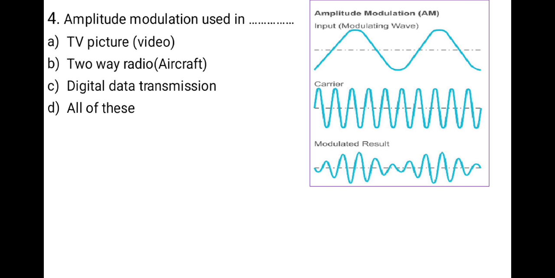The next question is, amplitude modulation is used in: first option TV picture, second two-way radio, third digital data transmission, and last one is all of these. This first graph shows amplitude modulation. First wave is modulating wave, second carrier. When this modulating wave or input is superimposed on carrier, then modulated wave is formed.